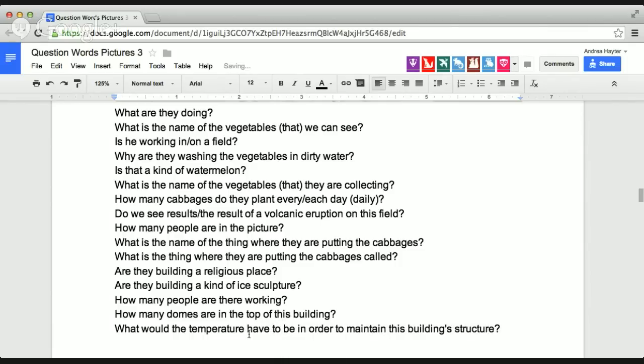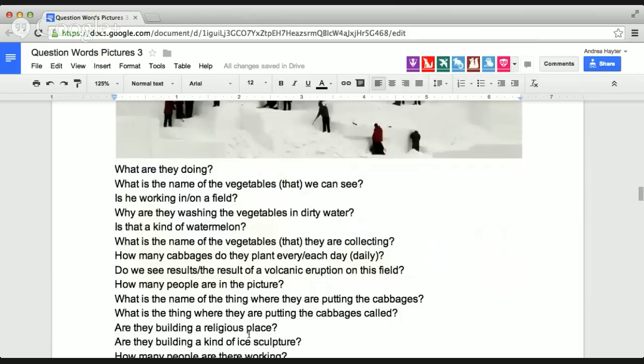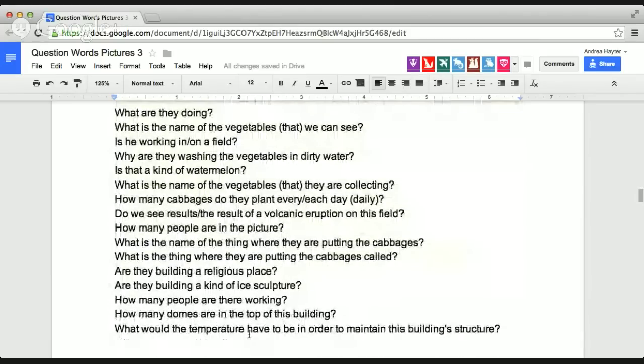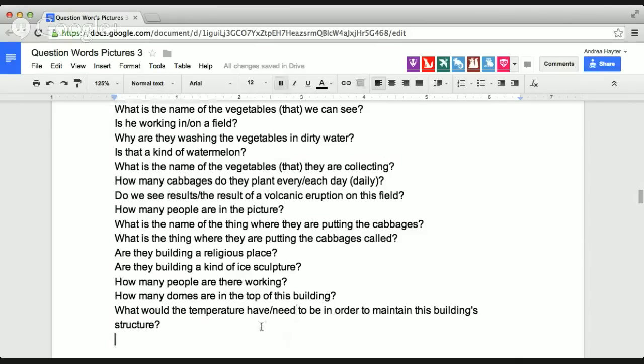There's a temperature requirement so that it won't melt. If it's above 0 degrees, maybe it will no longer be like that. It will not look like that anymore. So I would have a requirement, have to be or need to be. What would the temperature need to be? And when you have that requirement, it's in order to maintain this building structure. Good. All your basic things are right in that one.